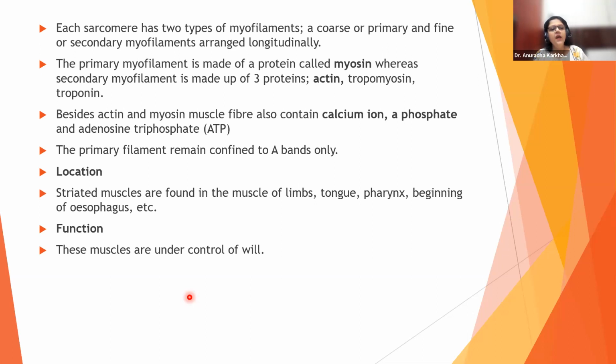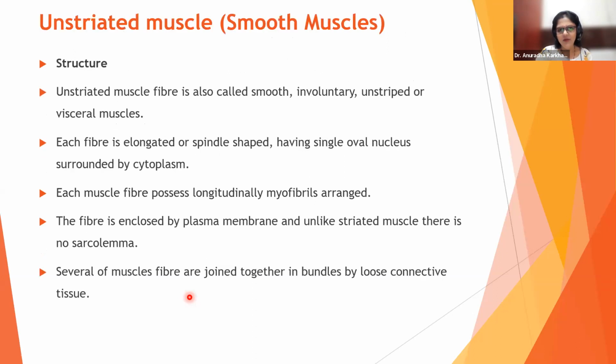Correct? Location: striated muscles are found in the muscles of limbs, tongue, pharynx, the beginning of the esophagus, etc. Function: these muscles are under the control of will. So they are voluntary muscles. If you want to move, you will move. If you don't want to move, you won't move. So that is your voluntary muscles. I hope you all remember all these things.